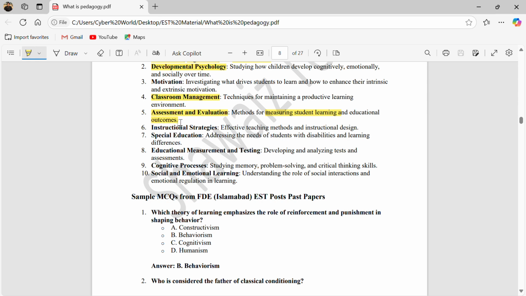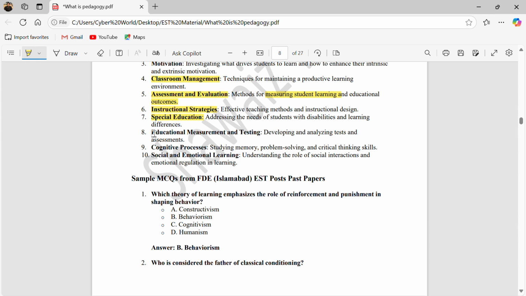Now, instructional strategies: effective teaching methods. A teacher must adopt instructional strategies like effective teaching methods and instructional designs. Now special education is basically addressing the needs of students with disabilities and learning differences. Special education is very important, addressing what students need, and if they are disabled, their disabilities and learning differences have to be addressed in class. Educational measurement and testing: the development and analysis of tests should be taken as a base of assessments, to test the students.